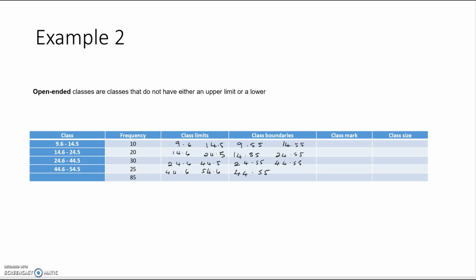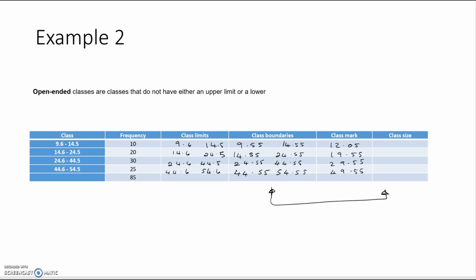Anything more than that will force it into this group, and anything less than 54.55 will force it into that group. Now if we need to take for some reason the middle mark, it would be 12.05, 19.55, 29.55 and 49.55. Now our class size is coming from this column into here.